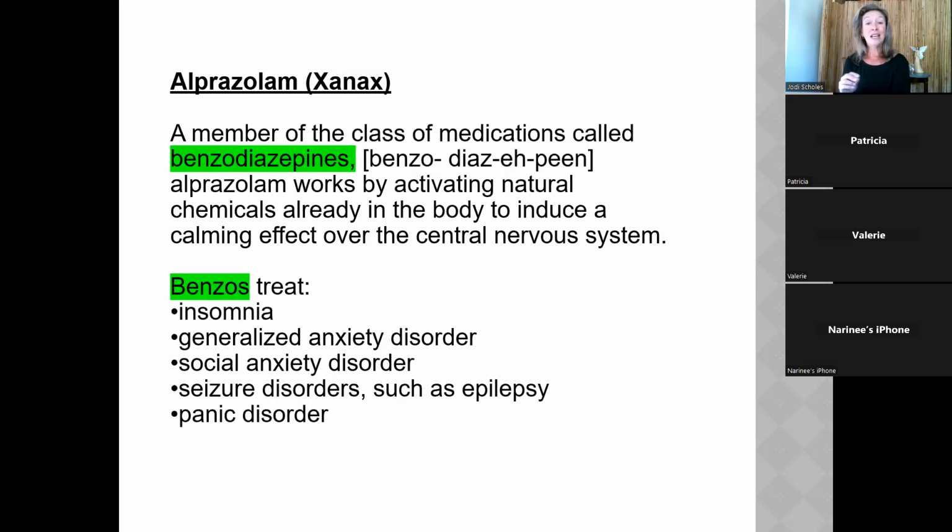So benzodiazepine is the category. Benzo. I'll tell you about that in just a moment. Benzos treat anxiety, panic disorders. It can be used to treat epilepsy, social anxiety, sometimes insomnia, but that's benzos. People might tell you they're taking Xanax to help them sleep. Very much so, especially if they're anxious.